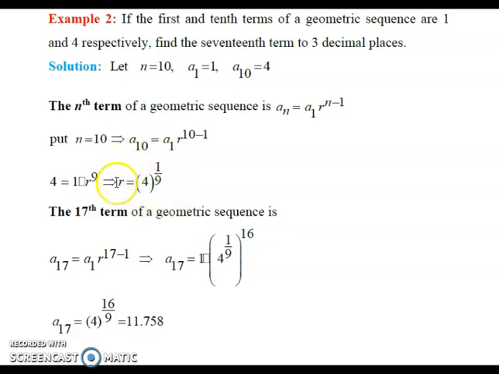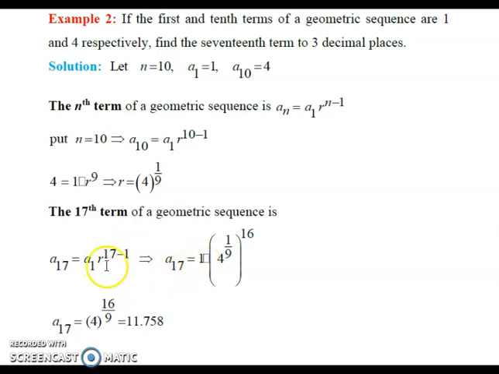Now we know the common ratio. We know the first term in the geometric sequence. We can find any term in the geometric sequence. For the 17th term of the geometric sequence, substitute n equal to 17. a17 is equal to a1 r power 17 minus 1.